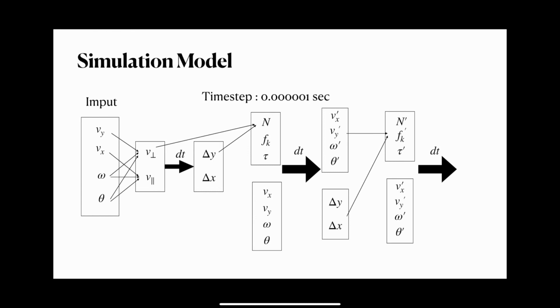Now, using these and the previously obtained equations of motion, running them for a small time step again, we can obtain the new results for Vy, Vx, omega, and of course theta. And this also corresponds to a new delta y and a new delta x. Now we continue to run our simulation until the capsule has departed from the ground.